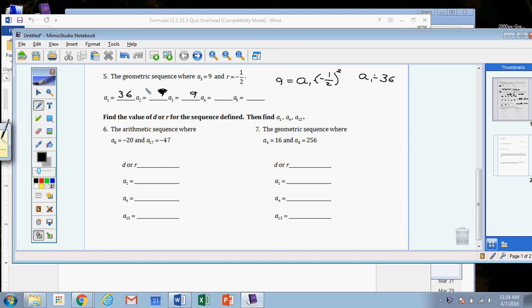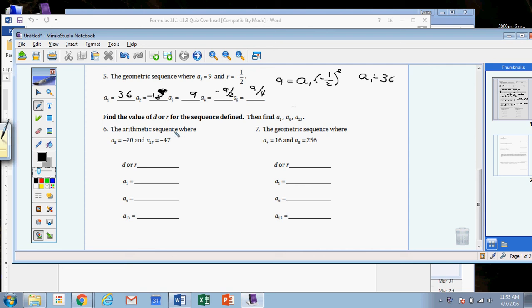Sorry, this is wrong. This is a3. So then a1 equals 36, and now, based on my r value, which is negative 1/2, I know that to go from first term to second term, I need to multiply by negative 1/2. Well, 36 times negative 1/2 is going to give me negative 18. Then negative 18 times negative 1/2 is going to give me 9. 9 times negative 1/2 is going to give me negative 9 over 2. And then negative 9 over 2 times negative 1/2 is going to give me 9 over 4.